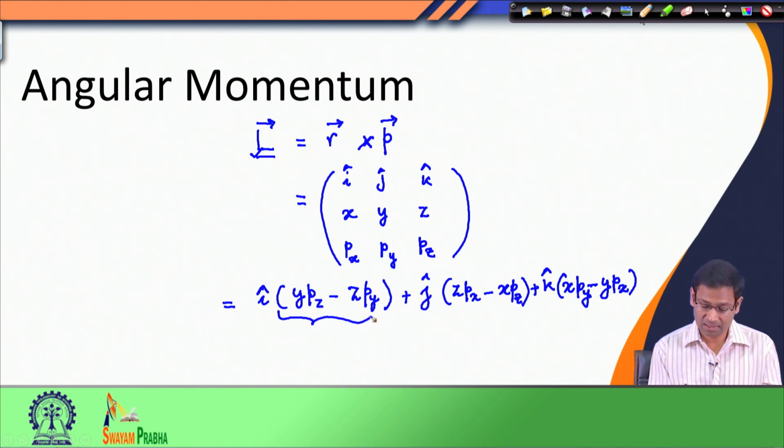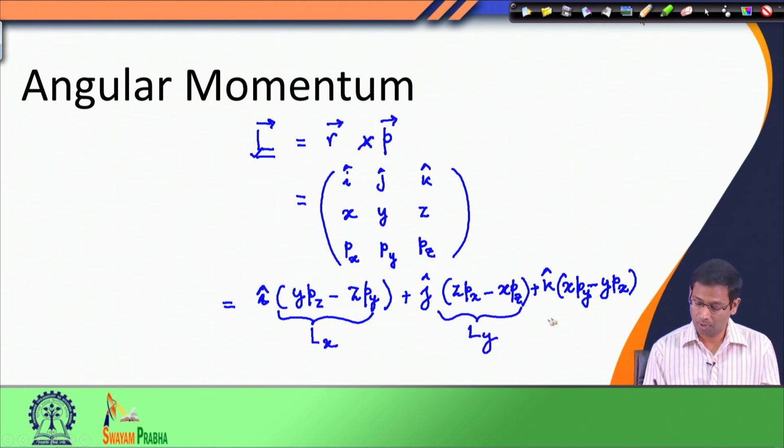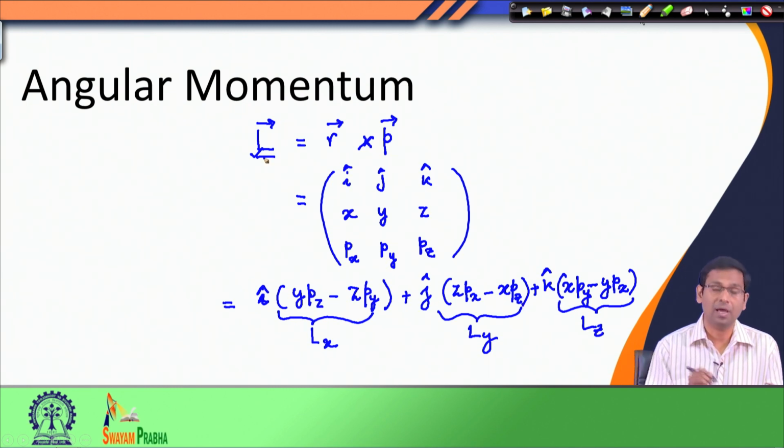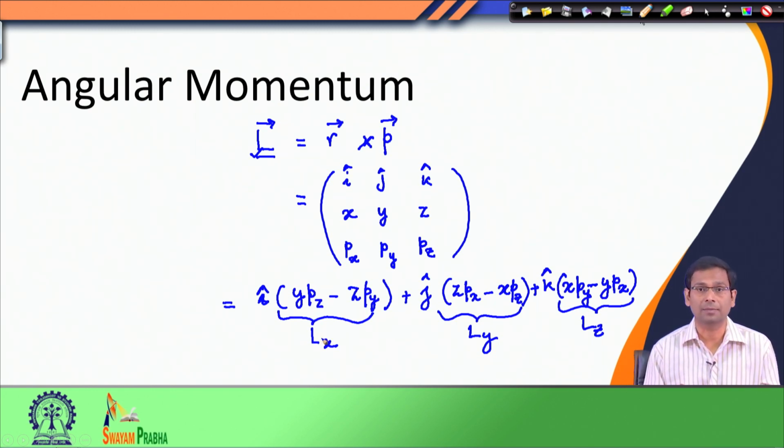And here we see this part, since it is along i cap, we call this L x, this part we call L y and this L z. So, this is the x component, y component and z component of the angular momentum vector. Now, this is how we define angular momentum in classical mechanics.